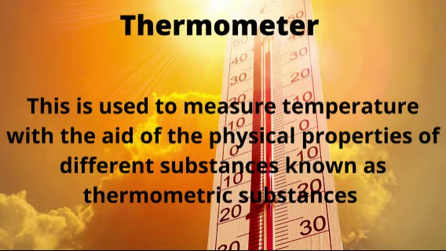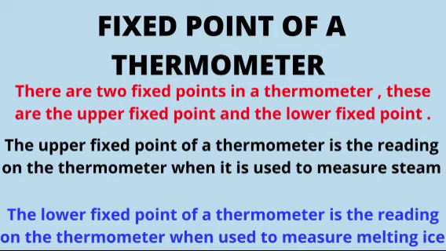And now we'll go to the thermometer. The thermometer is used to measure temperature with the aid of physical properties of different substances known as thermometric substances. We know what the thermometer looks like. We have a picture of it at the top right here. We said temperature measures the average kinetic energy of the molecules of a body. The instrument used to measure it is a thermometer. So when the thermometer reads high, it means the kinetic energy is high. And then we go to the fixed points of the thermometer. We have the upper fixed point and the lower fixed point.